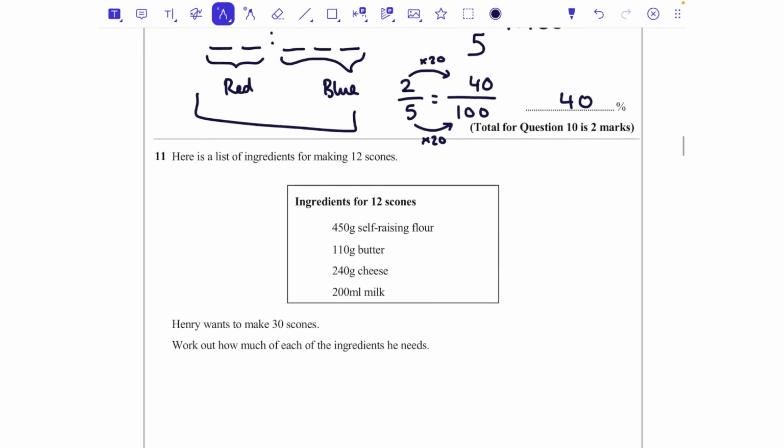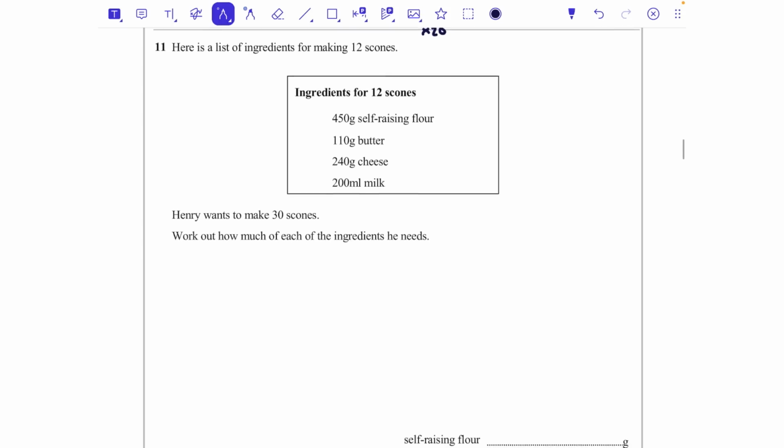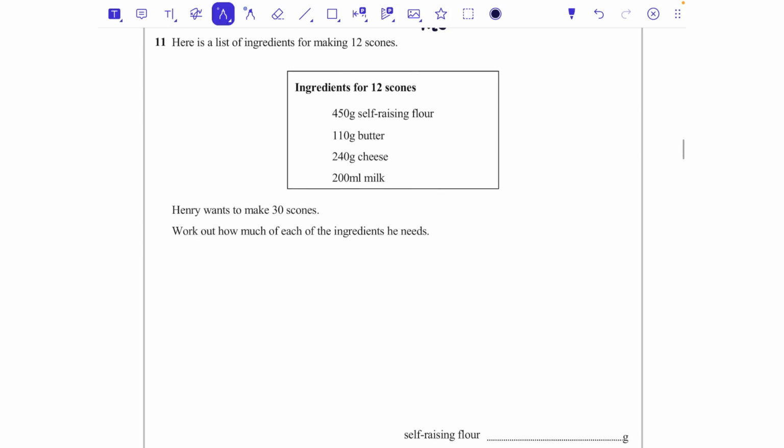Question number 11. Here is a list of ingredients for making 12 scones. Now, if you're bored in your revision, I did actually take this recipe offline. So if you want to go and make some cheese scones, if you've got time, knock yourself out. There we go. This is for 12 scones. Henry wants to make 30 scones. Work out how much of each ingredient he needs.